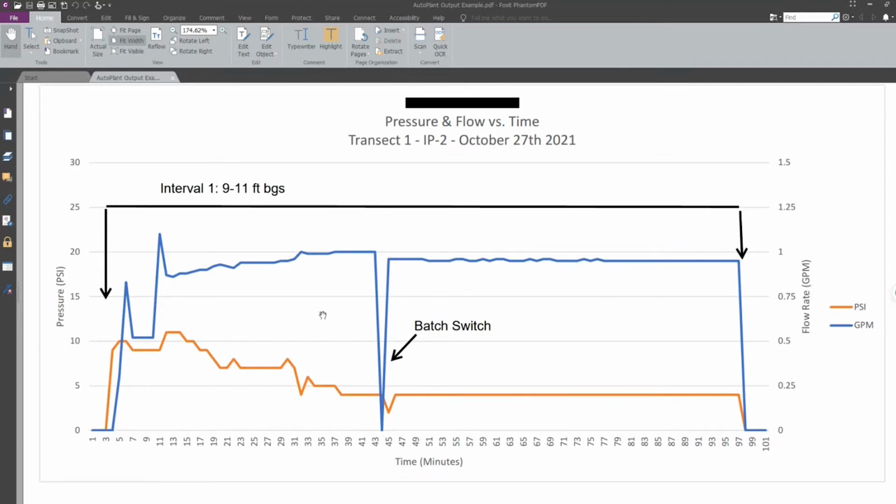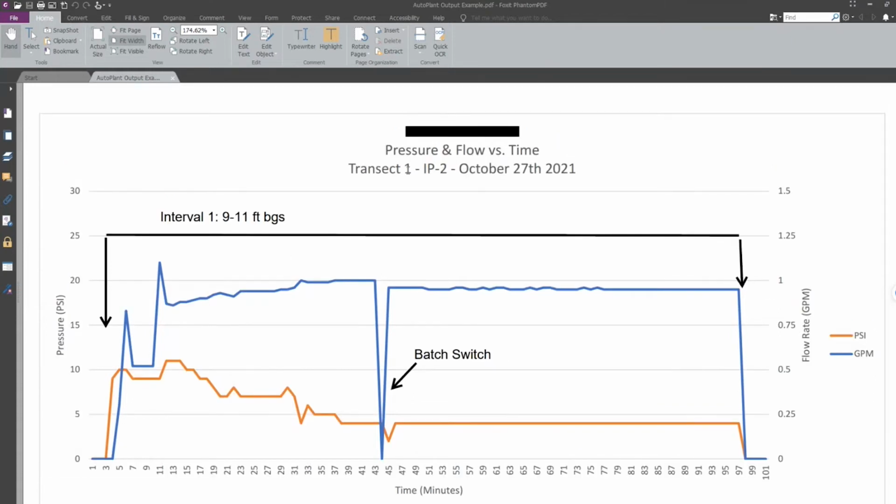This particular graph represents interval 1 of IP2 in transect 1 on this date, and it gives the depth of injection, 9 to 11 feet, and any sort of pertinent deviation to the data from what we would expect to see is defined here. This was our batch switch where we switched over the tanks, and this would be what is generated on a per point per day basis.